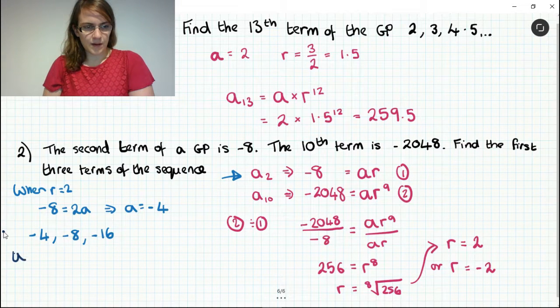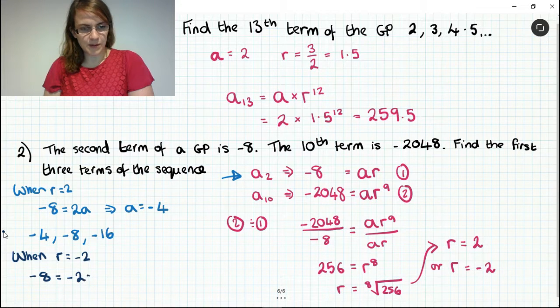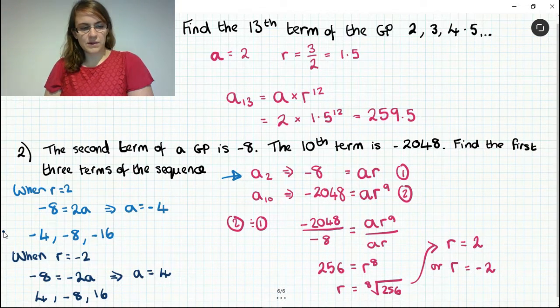If we have a look at our situation then when r is equal to minus 2, this time we know from our second term being minus 8, that that is equal to minus 2 lots of our first term. And this time that gives us that a, our first term, is equal to plus 4. So our sequence then, our first term is 4, multiply that by minus 2 to get our second term, minus 8, multiply that by minus 2 to get our third term, plus 16.